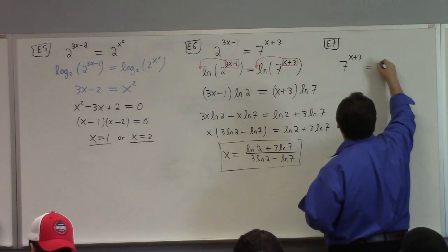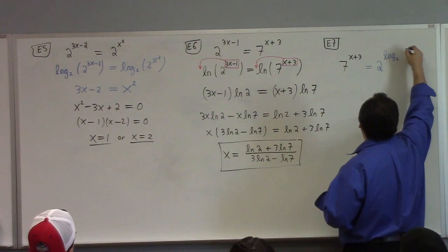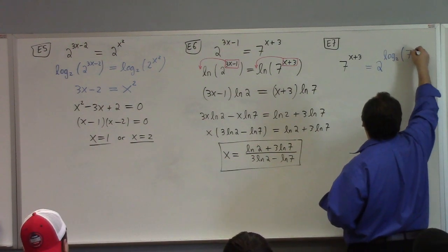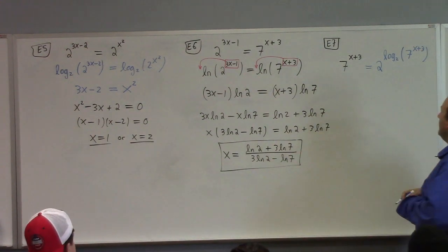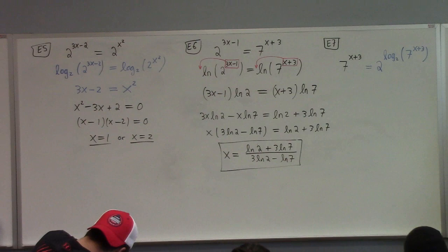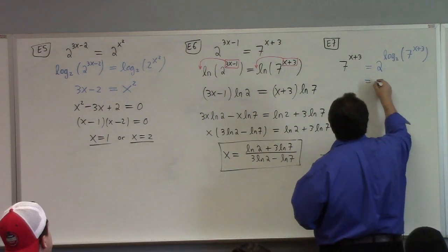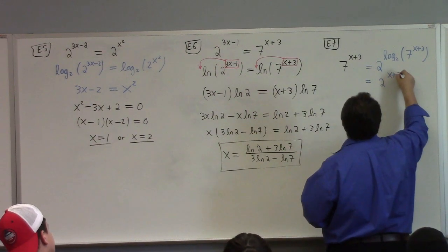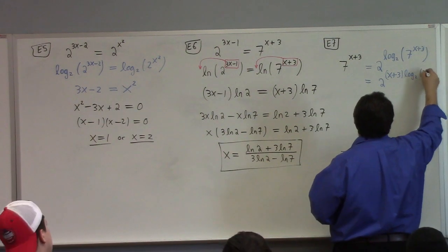This is equal to 2 to the log base 2 of 7 to the x plus 3, which is, by the way, equal to 2 to the x plus 3 times the log base 2 of 7.